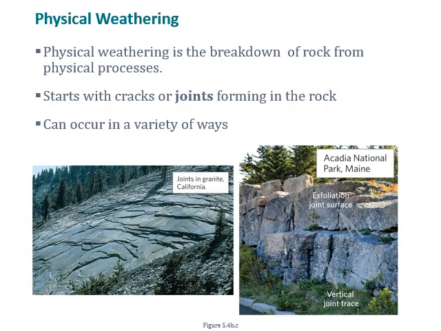Physical weathering is the breakdown of rock from physical processes. And this starts with cracks or joints forming in the rock and can occur in a variety of ways. The pictures below show some joints in a granite in California and in a rock in Acadia National Park, Maine. So we see that joints can be in a variety of directions, and these directions help expose new and more surface area of rock to be weathered.